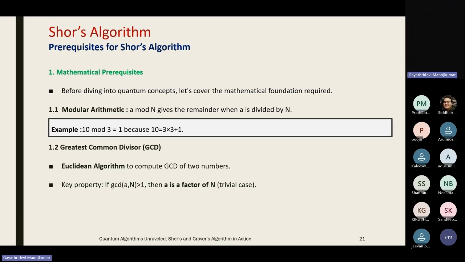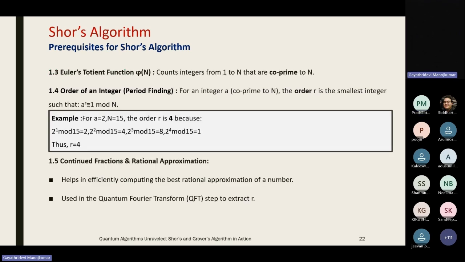And the next one is the greatest common divisor. So we will be following the Euclidean algorithm to compute the GCD of two numbers. The key factor is if the GCD of a and N is greater than 1, then a is a factor of N in trivial cases. Sometimes we will consider the non-trivial cases also. And the next one is the Euler totient function. This counts the numbers from 1 to n that are co-prime to n.